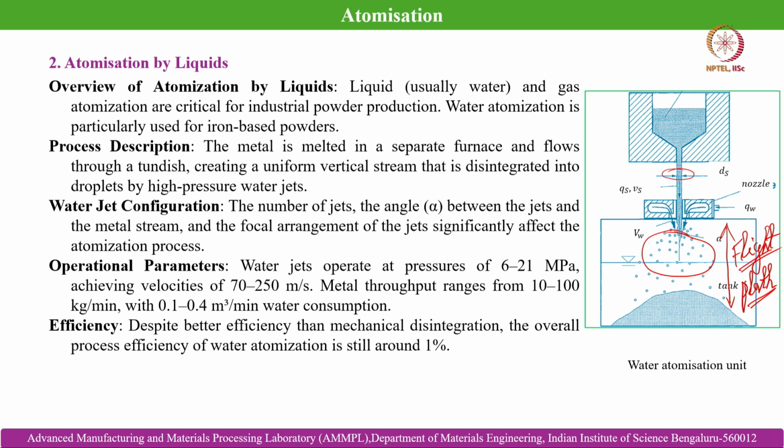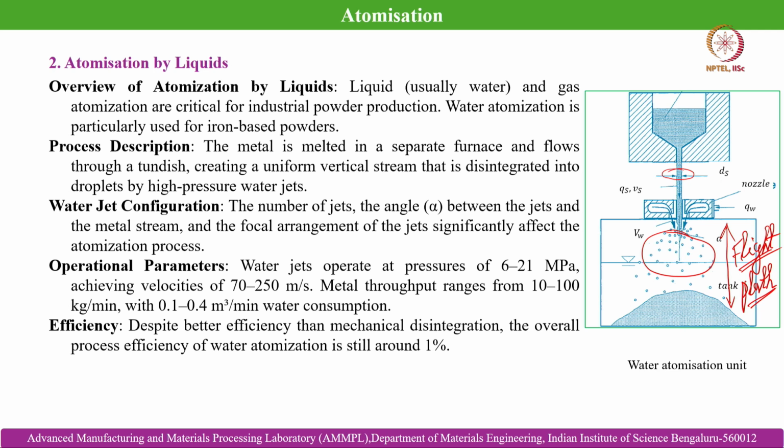So, the process description: the metal is melted in a separate furnace and flows through a tun dish, like you can see in this schematic, and then it is getting disintegrated by the impinging water jet in case of water atomization. As for the water jet configuration, the number of jets and the included angle, alpha, between the jets and the melt stream, and the local arrangement of the jets significantly affect the atomization process.